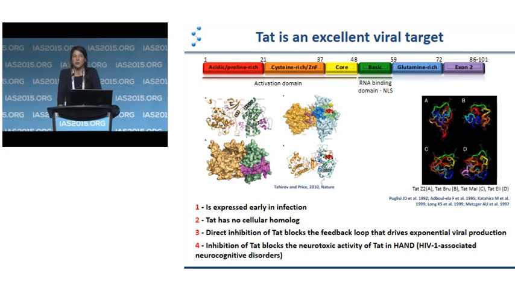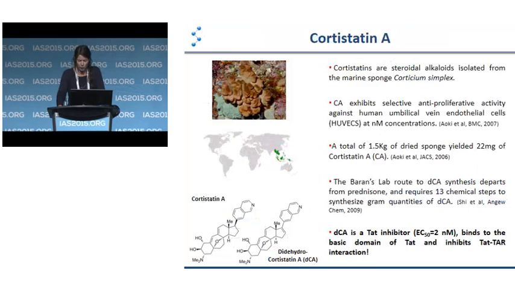Unfortunately, this natural product is not very abundant in nature. You need approximately 1.5 kilograms of the dried sponge to yield 22 milligrams of cortistatin A. That sparked the interest of many synthetic chemists to synthesize this natural product, and Phil Baran at the Scripps Research Institute in La Jolla devised a strategy that departs from prednisone and requires certain chemical steps to synthesize gram quantities of cortistatin A. The structure of the natural product is over there on the left, as well as an analog called dihydrocortistatin A, DCA. They're very similar structures and have equipotent activity. In the next slides, I'll be talking about DCA, the dihydrocortistatin A, because it was slightly easier to synthesize, and that's the analog we've been working with.